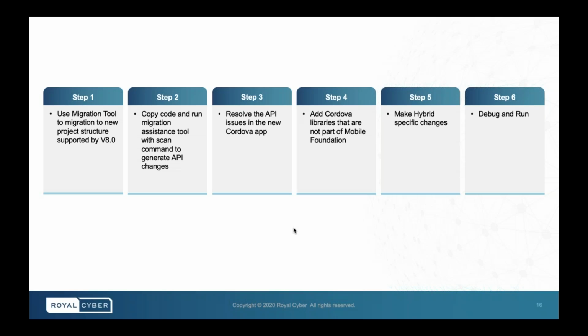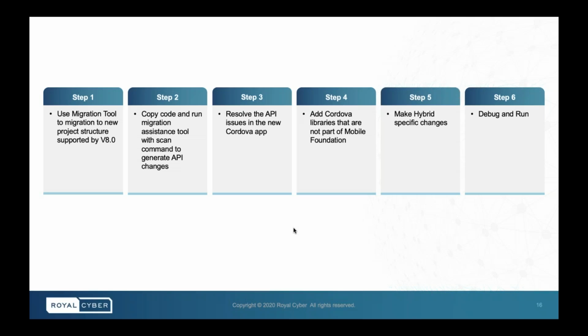The first step is that there is a new tool called the migration tool. IBM Mobile Foundation V 8.2 has a migration tool that we use to create a new project structure, right? Because the old project structure was very different from the project structure that is supported in V 8.0. The migration tool creates a new project structure. We have to manually copy code and run the migration assistant tool.